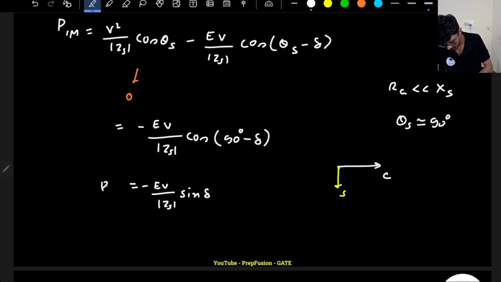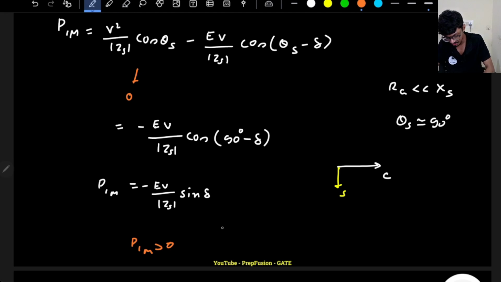Now you might have a doubt, sir, negative is coming. How can power be negative? So power, right? I'm sending from the infinite grid to the motor. So power has to be positive, right? Power input to the motor has to be positive.